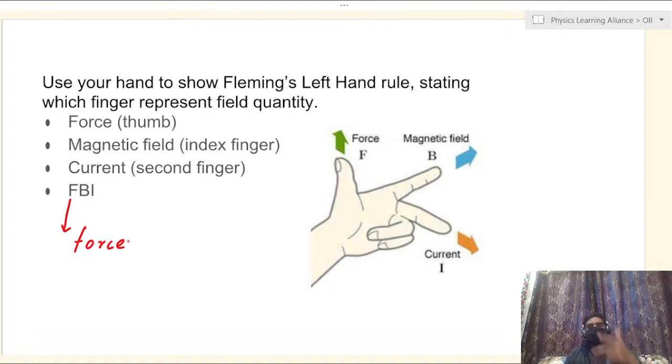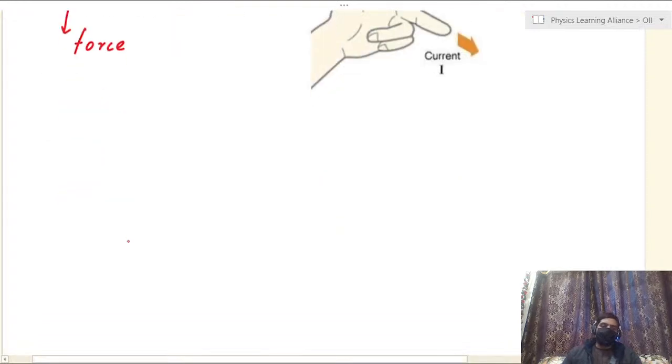You cannot twist it like that. These three are also perpendicular, but it's not forming an L shape between the thumb and the index finger. So first of all, you align your forefinger in the direction of magnetic field, you align your middle finger in the direction of current, then automatically your thumb will point in the direction of force.